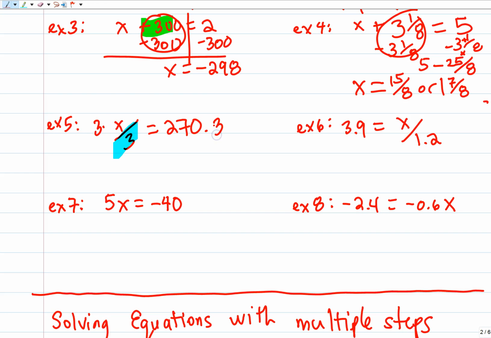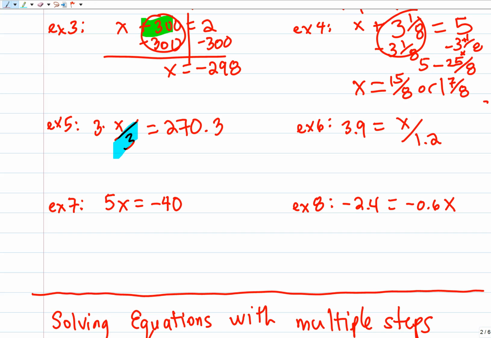Here's where I'll have people look at this and go, some number divided by 3 is 270. Is that number 90? They'll just divide the 270 by 3 and go, it's 90. Does that make any sense? 90 divided by 3 isn't 270, so be careful. I'm okay with logic, but check your answers.